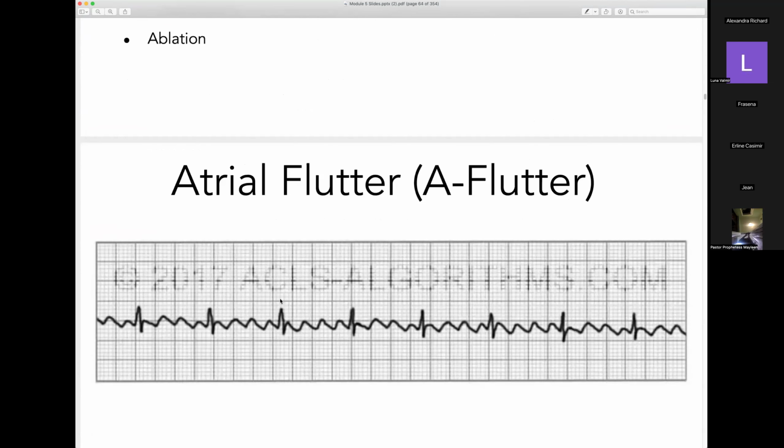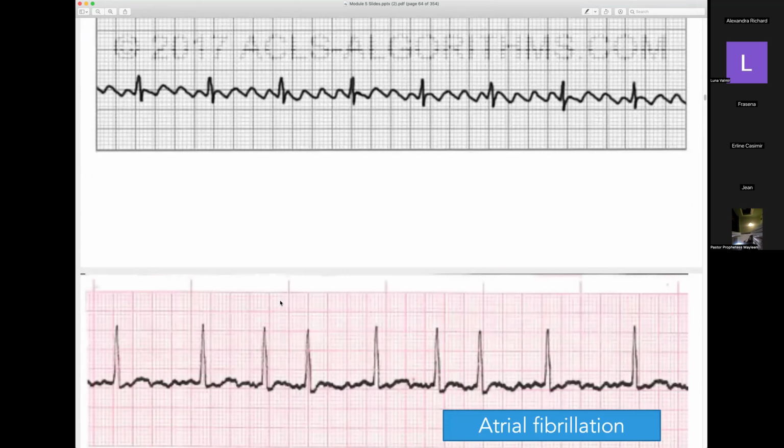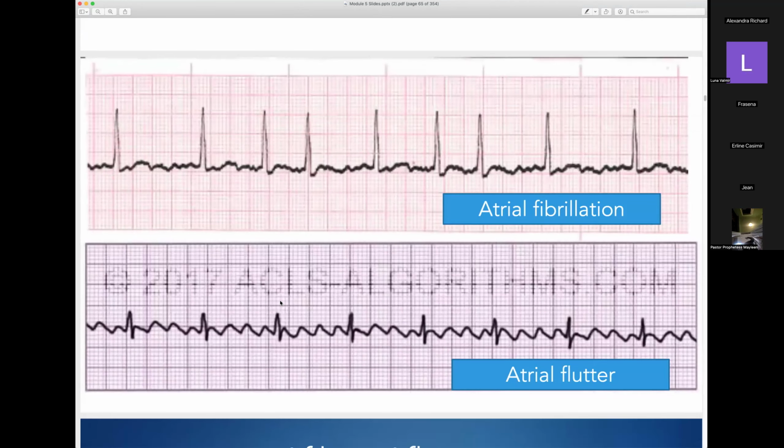Then we have atrial flutter. So atrial flutter is a lot more organized in its appearance. So let's take a look at the two. So you see atrial fibrillation at the top is more disorganized. And with the fibrillatory waves, with atrial flutter, you see the F waves, which look like shark teeth. And we call it, yes, the F waves or the flutter waves.